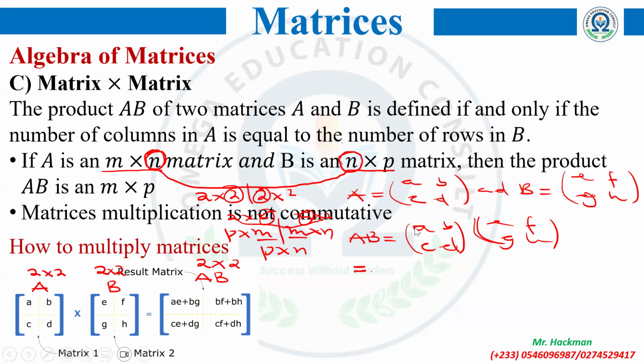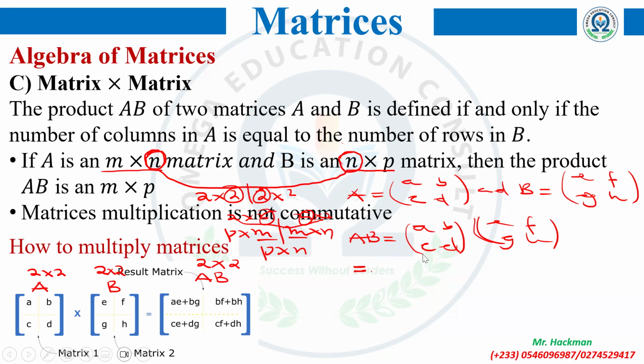Okay, so it will be A times E plus B times G. So that will give us what we have here. If you want to get your second one too, you still use this first row and you go to the second column. So it will be A times F, then plus B times H. So that is what we have here.